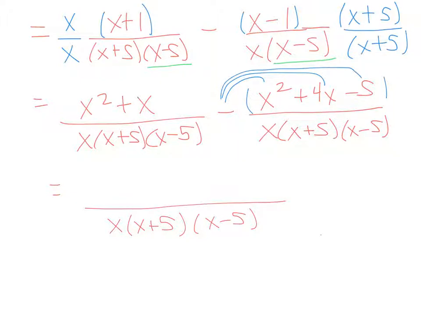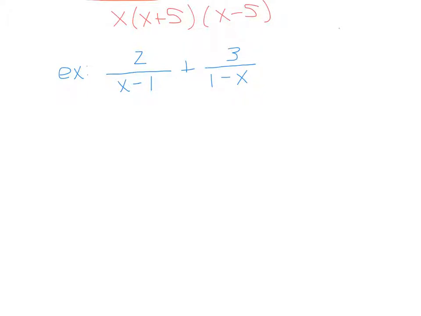Okay, so we have x squared here minus an x squared, so that's no x squared. And then we've got this x minus a 4x, so that's going to give us a negative 3x. And then we have no constant term in the first rational expression, but we have a minus negative 5, so that's going to end up being plus 5.